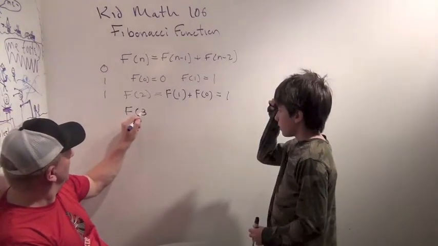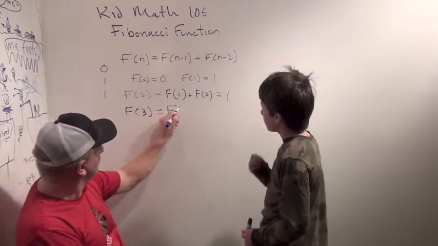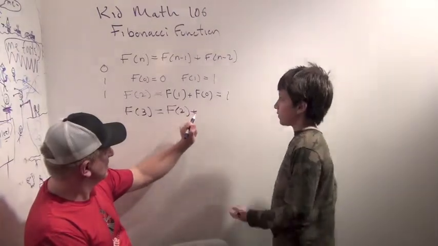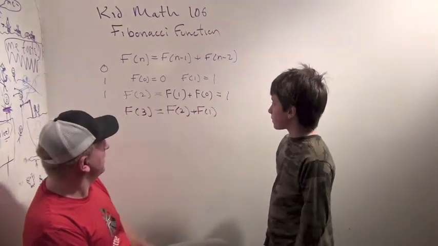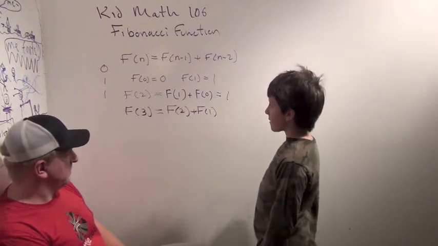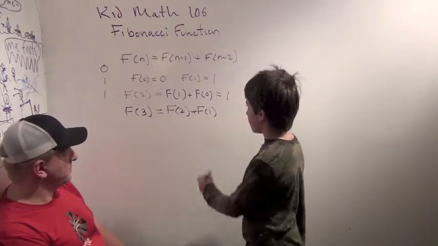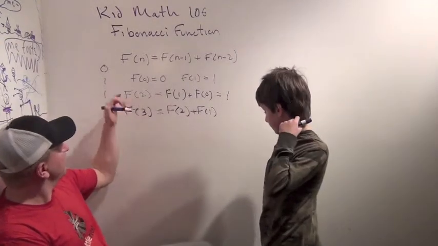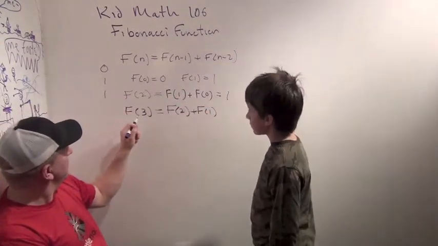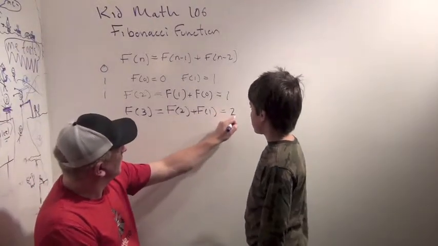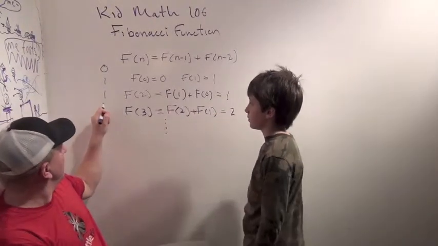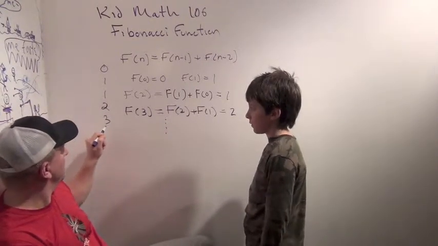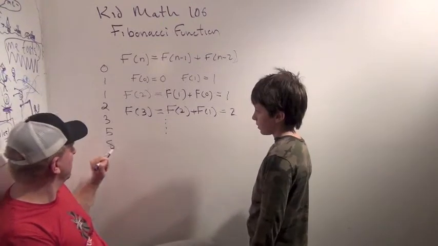F of 3 equals f of 2 plus what? Plus f of 1. Okay, and what does f of 3 equal now? Well, f of 2 is just 1, and f of 1 is 1, so f of 3 is 2. And we can go on calculating. Just like you said, we just add the next two. So 1 plus 2, the next one's going to be 3, the next one's going to be 5, the next one's going to be 8.